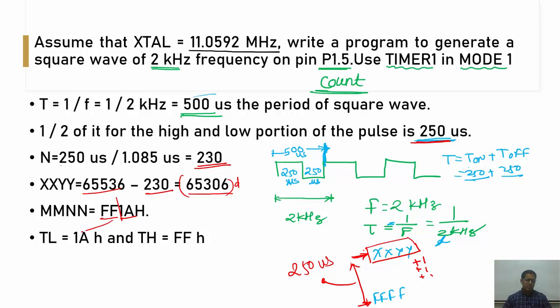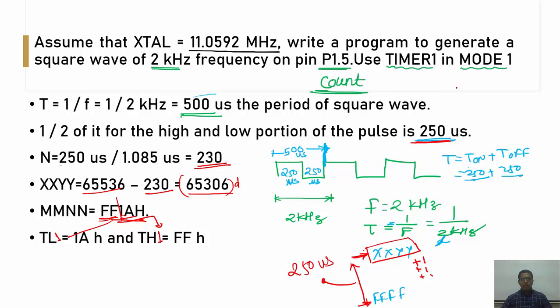So this FF is loaded into the higher 8 bits, as we are using timer 1, so it is TH1. And the 1A we have to load into the lower 8 bits, so this is TL1. So TL1 is equal to 1AH and TH1 is equal to FFH here. In this way we have calculated the count value.